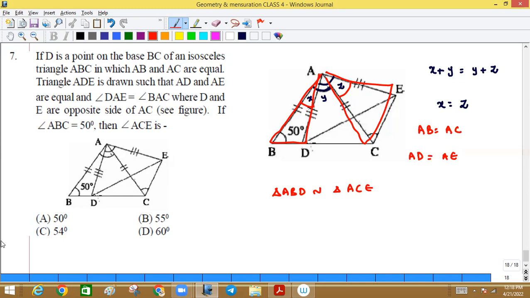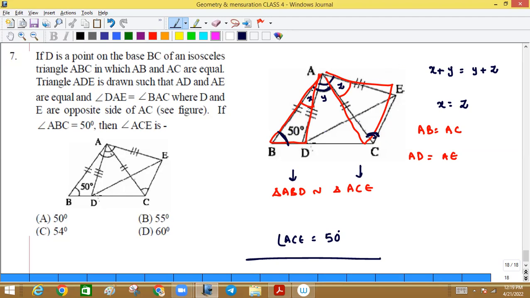If triangles are congruent, their corresponding parts are equal. Okay. Corresponding parts, angle B, in place of angle B, what do you have? Angle C. What is it? Equal. So can I say angle ACE is how much? 50 degrees. By looking at it, you can say these are corresponding. Therefore, if it is 50, this is also what? 50.